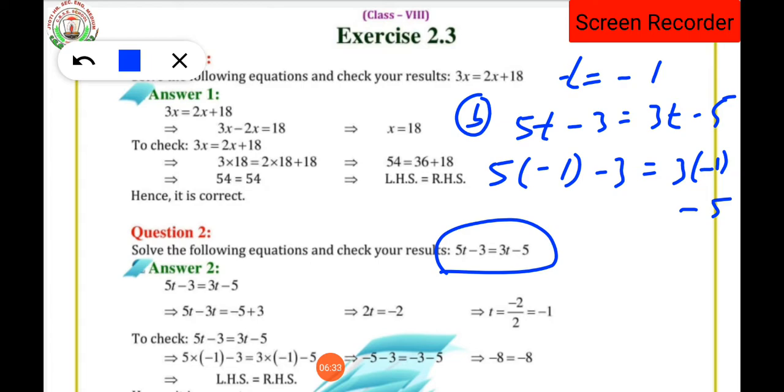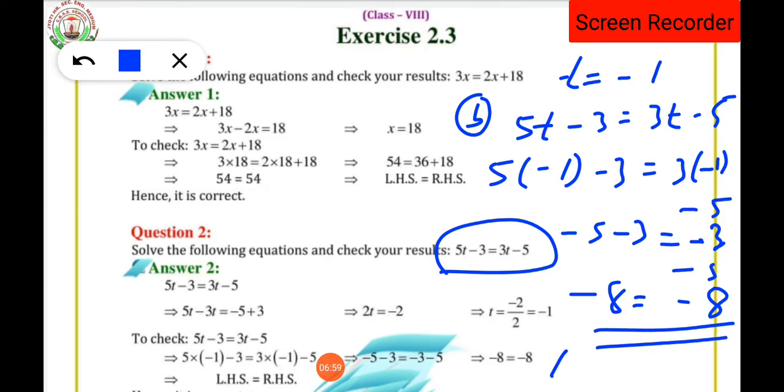Okay, now 5 into minus 1 will be minus 5, then minus 3 is equal to 3 into minus 1 will be minus 3. Okay, then minus 5. So minus 3 minus 5, minus and minus will become plus. So 5 plus 3 will be 8, minus 8. Okay, minus minus again plus. So here again the answer. Now look, here LHS is equal to RHS. Clear everyone? Here LHS and RHS both are coming equal.